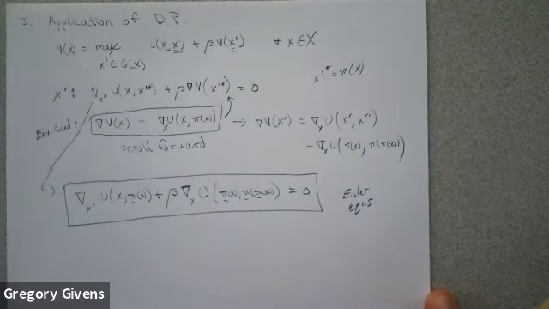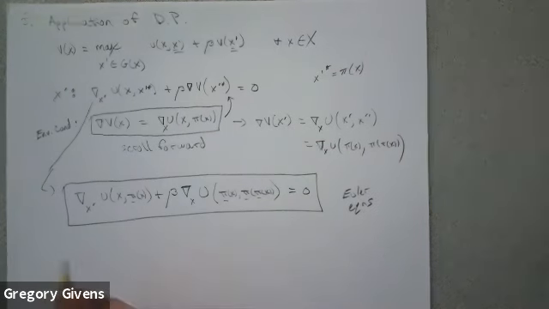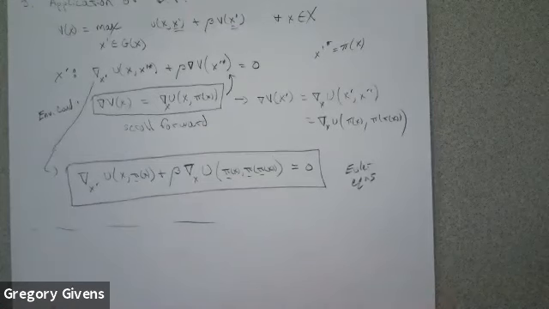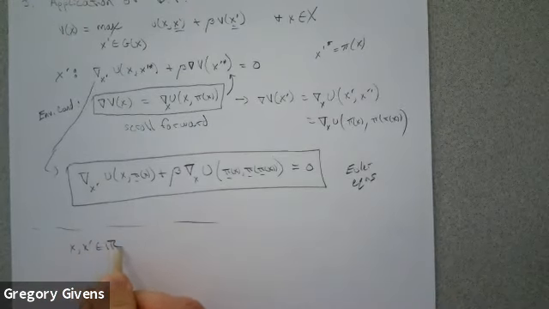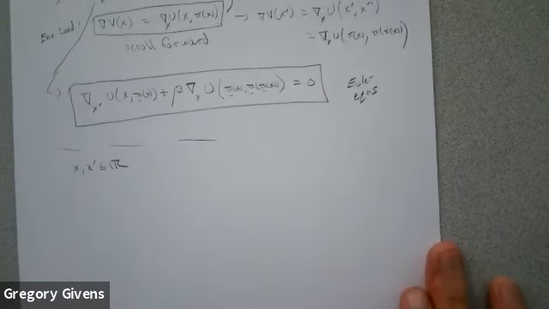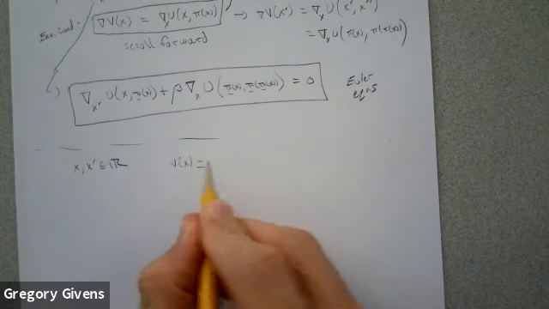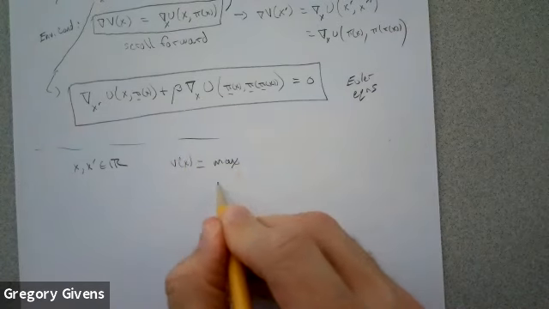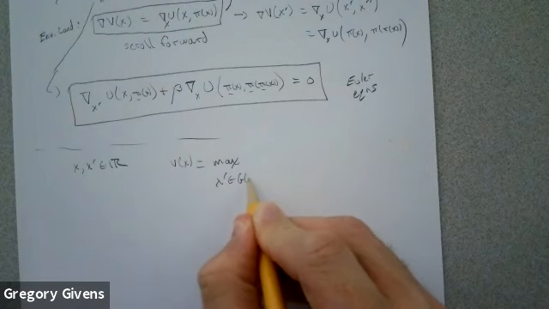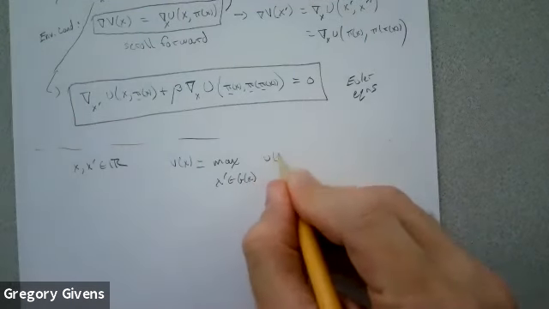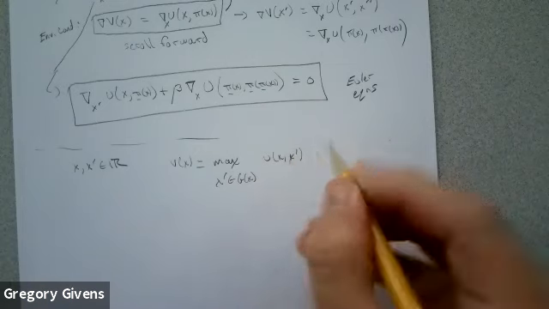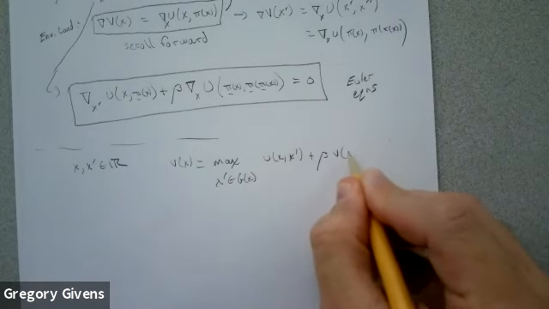Okay, you guys are kind of scratching your heads here. You look a little confused. So I think the result becomes simpler if we consider a special case. What if we consider the case in which x is just a scalar? So x prime just lives on the real line. Okay, so v of x is just the max of x prime on G, u of x, x prime, plus beta v x prime.